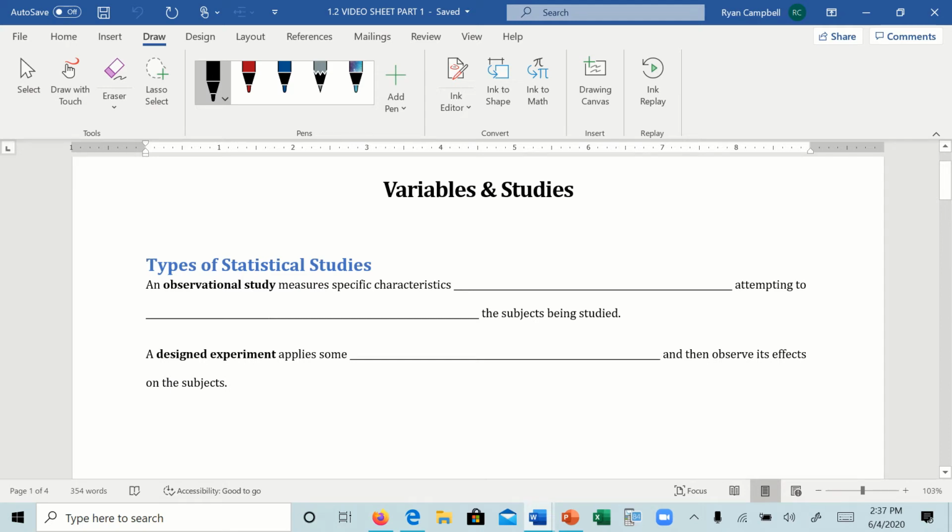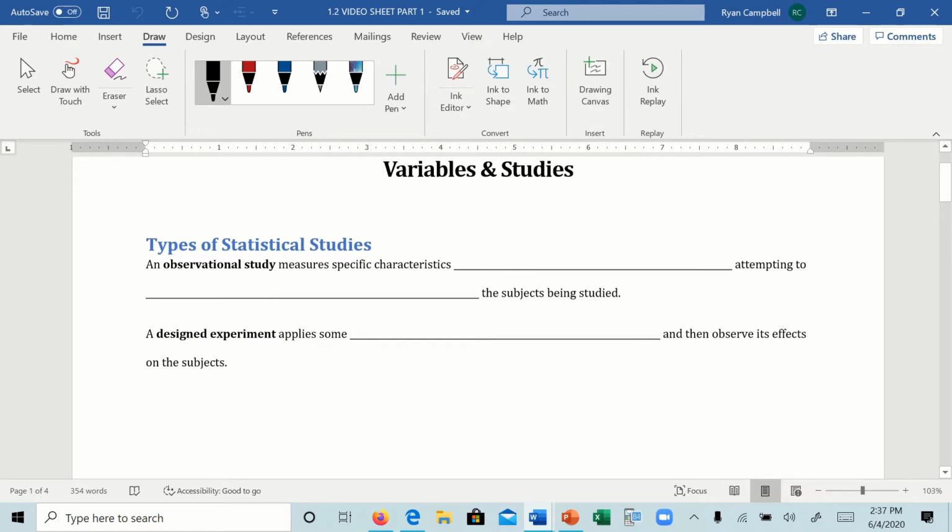So now we'll discuss variables and specifically types of studies that we can actually perform. So first things first, let's talk about the types of studies. So the first one is an observational study, and this means that it measures the specific characteristics without attempting to modify the subjects being studied.